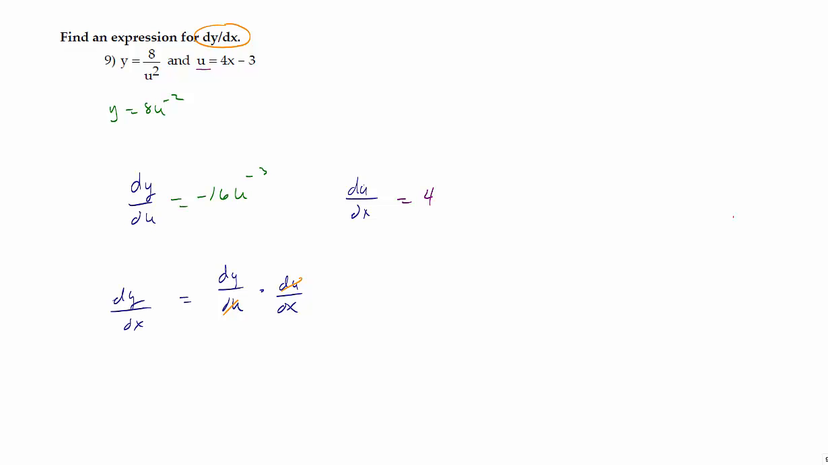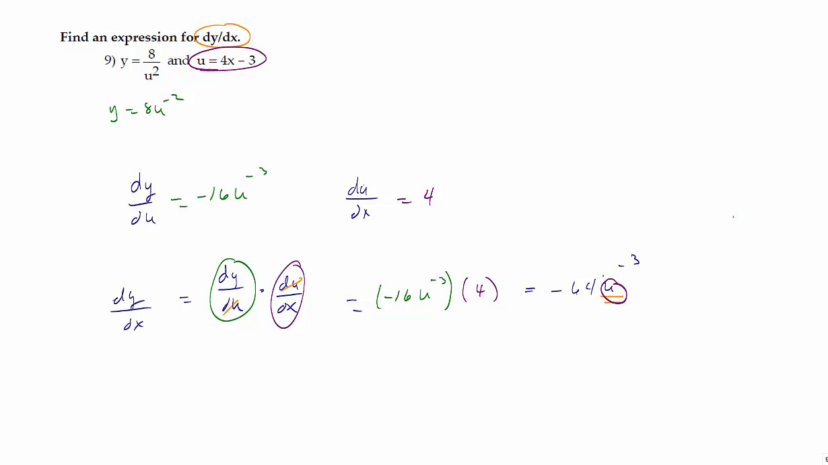All right, now multiplying those together, I take my dy/du, so negative 16u to the negative 3rd, and then I have to multiply that by du/dx, so multiply that by 4. Multiplying my coefficients, I get negative 64u to the negative 3rd. There's one more problem. My answer's got a u in it, and I really wanted dy/dx. But remember, if you come back up here, we know what u is. u is equal to 4x minus 3, so I've got to make that substitution.